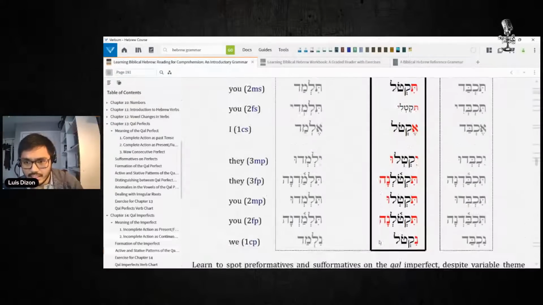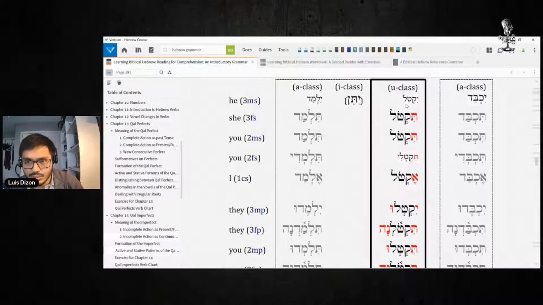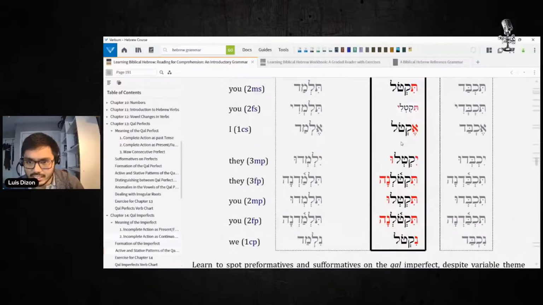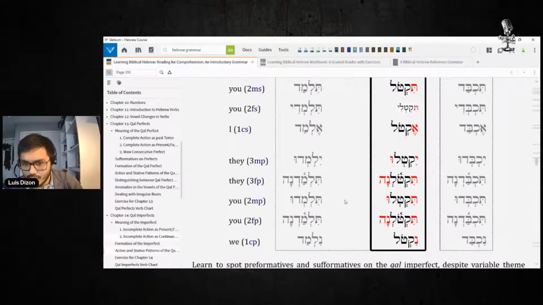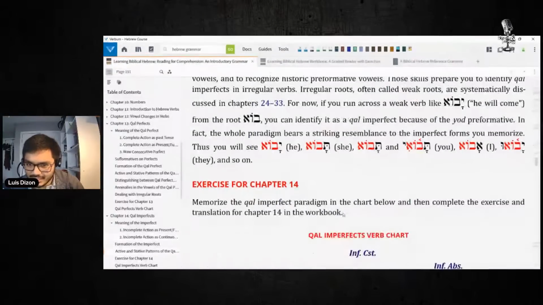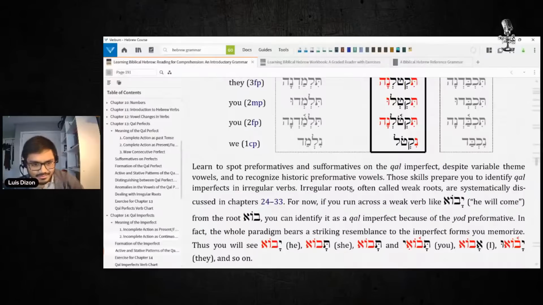So let's go over the thing one more time using katal. So yiktol, he will kill. Tiktol, she will kill. Tiktol, you will kill. Tiktoli, you, a woman, will kill. Ektol, I will kill. Iktolu, they will kill. Tiktolna, they, a group of women, will kill. Tiktolu, you will kill. Tiktolna, you, a group of women, will kill. Niktol, we will kill. Now we learned all the ways of saying that people are planning to kill, which is a very important thing to know.